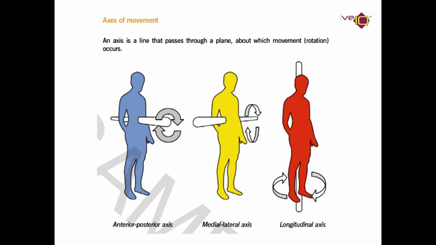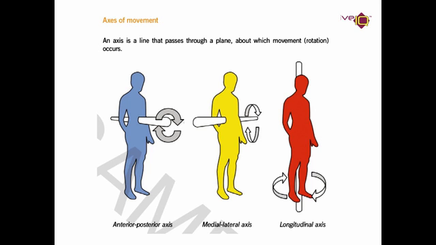What we also need to be aware of is the axes that we can turn around. We have 3 different axes in the body. We have the anterior-posterior axis, which is the first one. That is an axis that runs anterior-posterior, anterior meaning front, posterior meaning back, so it goes from the front to the back of the body. We also have the medial lateral axis, which goes through from side to side. And we have the longitudinal axis.